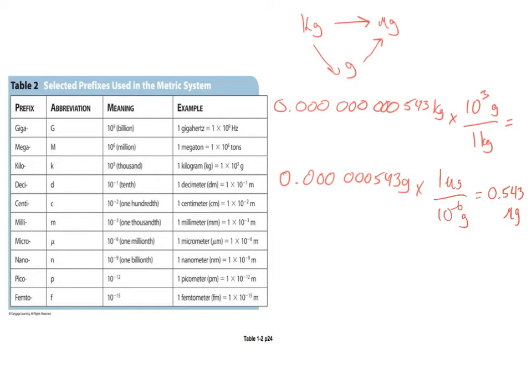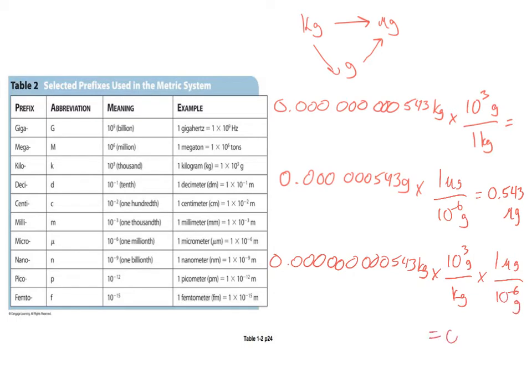As you are getting better and better with dimensional analysis through this semester, you'll see that you can do both of these in one step. First, we use our conversion factor to convert to grams, and then we can simply set up our next conversion factor to convert over to micrograms. And we'll get the same answer.